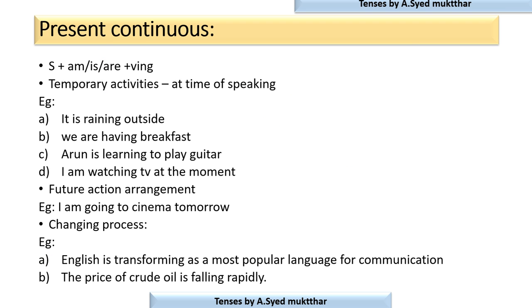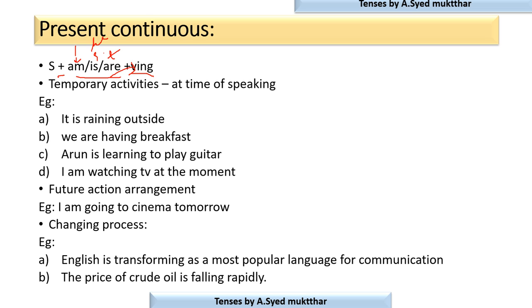So next is present continuous. The formula of present continuous is S plus am, is or are plus verb plus ing. So if the pronoun is I, it means I am. If the sentence has the pronoun he, she, it, in these cases we can use is, and if the pronoun is we or they, we should use are. So this present continuous is used at the time of speaking. Whenever the action is continuous at that moment, it is present continuous.